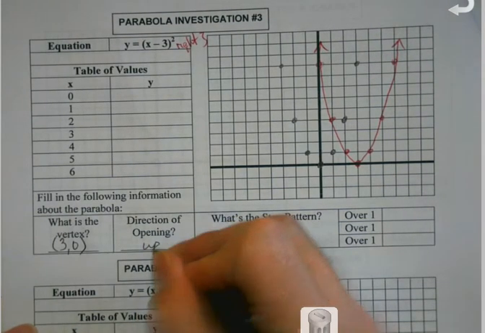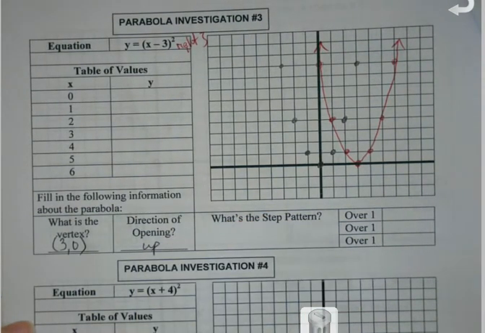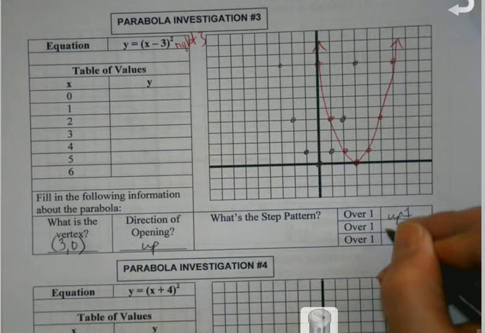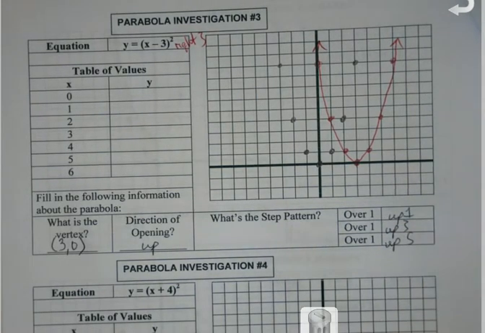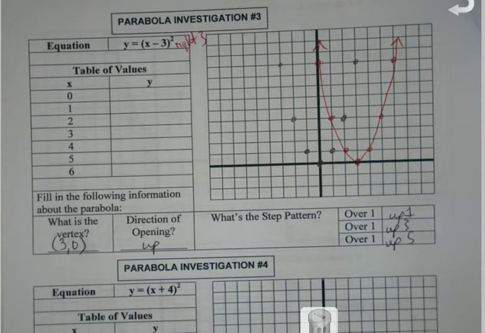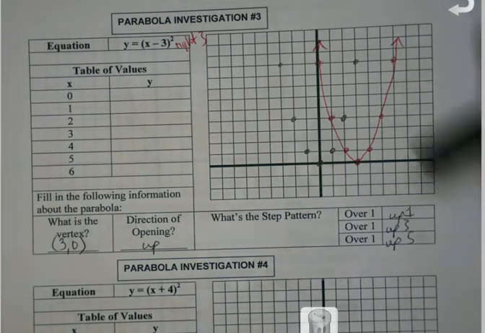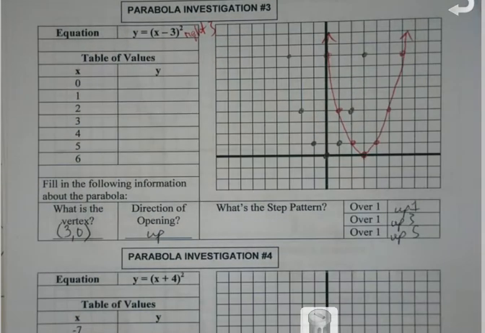Now we're still opening up. We will get to down sometime. But did the pattern change at all? Not a bit. And this will be the last time I write this way, because I think you get the point here. The step pattern still over 1 up 1, over 1 up 3, over 1 up 5. It doesn't change. And so I'm hoping that you're starting to see how these different parts can affect our graph.